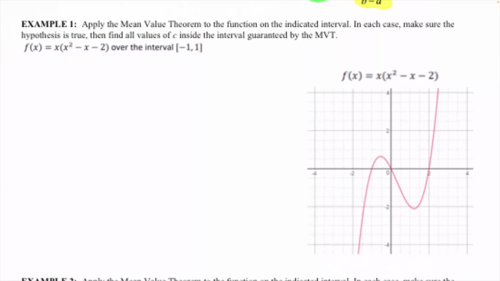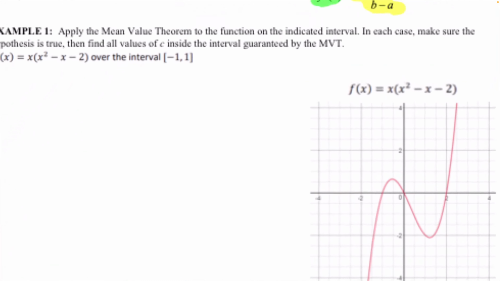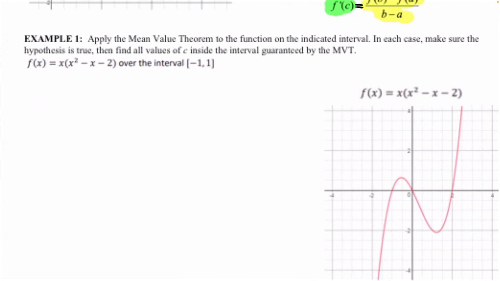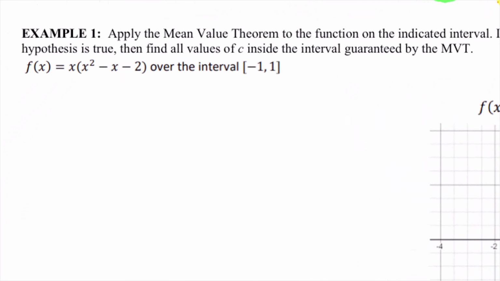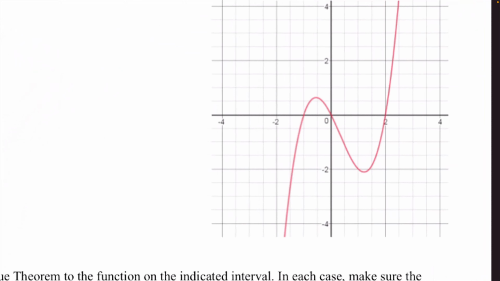So the first one, I give you a graph. But most of the time, like I said, they won't give you one. Okay? So we've got to figure it out without the help of a graph, okay? So apply the mean value theorem to the function on the indicated interval. So the interval is from -1 to +1. It's not a very big interval. So from -1, that's the starting spot. From +1, that's the ending spot.